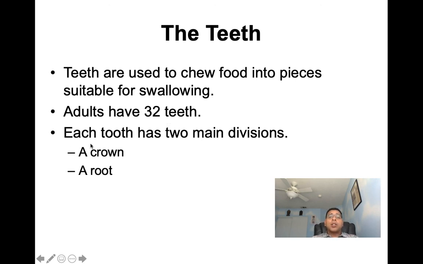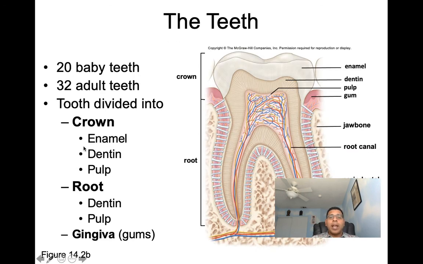We can see each tooth is going to have two main divisions to them. They will have a crown and they will have a root to them. The crown we can see is going to be the outer layer of enamel, basically right outside of here. The second division is going to be the root. Now when we talk about the crown, I want you to know the crown is basically a layer of enamel. And this enamel is going to be an extremely hard covering that's made of calcium.